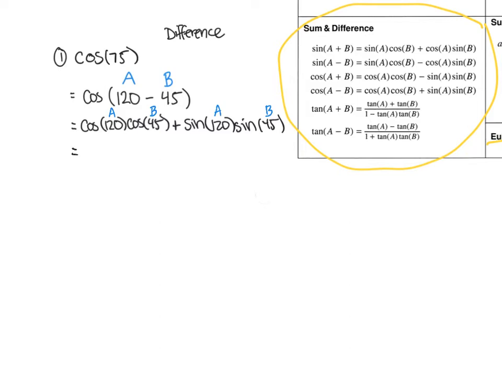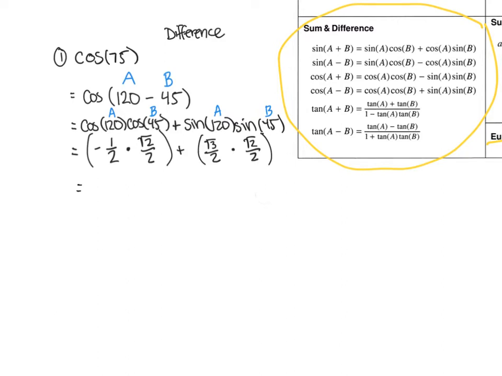Cosine, or the x value at 120 degrees, is negative 1/2. And then cosine of 45 degrees is the square root of 2 over 2. So we're going to take these two things and multiply them together, and add that to sine, or the y value at 120 degrees, which is square root of 3 over 2, and sine of 45 degrees, which is the square root of 2 over 2. So these things are multiplied together and added to our other pieces.